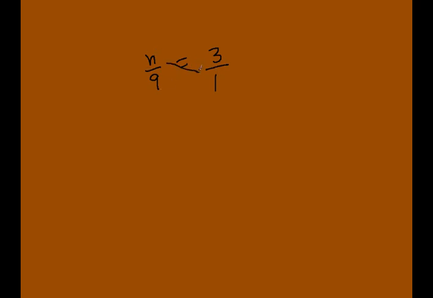So I can do this one times this one and this one times that one. So n times 1, so how do we multiply a letter with a number? You just take the number and put it in front of the letter. That's it. And what goes on this side is when we do 9 times 3, which is 27. And how do we always get rid of the number in front of the letter? We always divide both sides by that number to get rid of it.